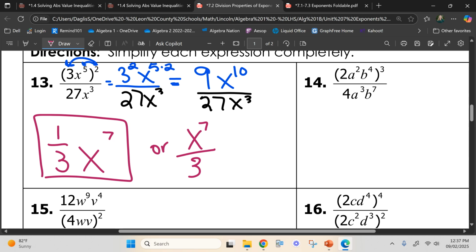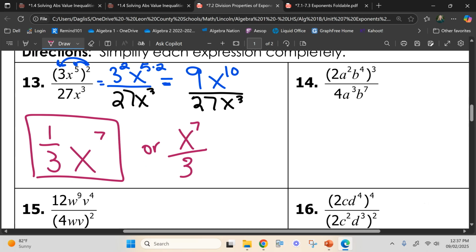Wait, how do you, wait. Power to a power, you multiply. So that's the rule you missed last week. When you have an exponent raised to an exponent itself, you're going to multiply those two together. All right?